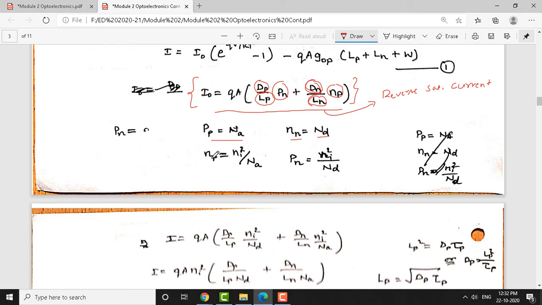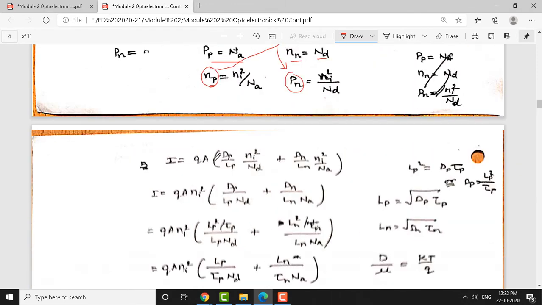By using the intrinsic concentration formula, we can write Np as Ni square by Na. We have seen this in chapter 1. Similarly, Pn can be written as Ni square by Nd. These are the alternative formulas. Now you can substitute Pn here with this formula, and Np here with this Np formula. If you do that, you are going to get this equation.